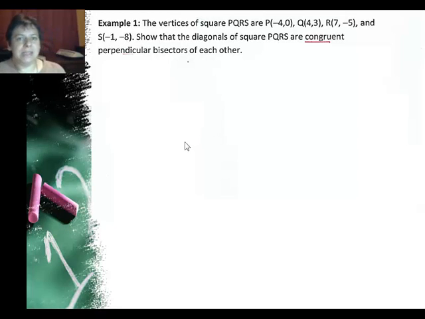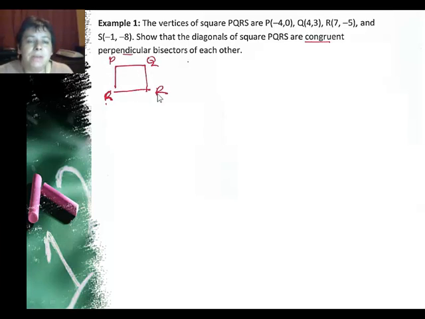Now let's go ahead and take an example. We're given the vertices of a square PQRS, and they give them to you here, and we want to show that the diagonals of square PQRS are congruent perpendicular bisectors of each other. So for a square, the diagonals have to be congruent because squares count as rectangles. The diagonals have to be perpendicular because they count as rhombuses. So let's go ahead and see what we got. I plotted the points in order just to make sure I knew where they are: P, Q, R, and that should be an S there.